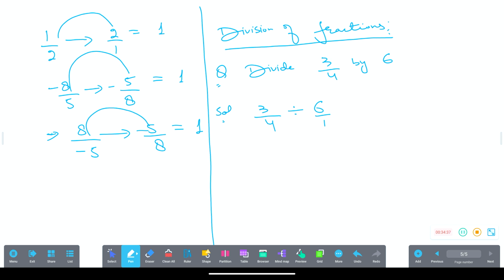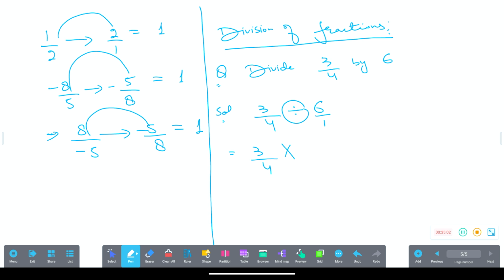Now how to do the multiplication? Have a look. It is 3 by 4. You have to keep the first number, whatever it will be, whether fractional or whole. You have to keep it as it is. Then you will convert the division sign into a multiplication sign. What will happen thereafter? Whatever the number is, it will become its reciprocal, that is, you flip that number.